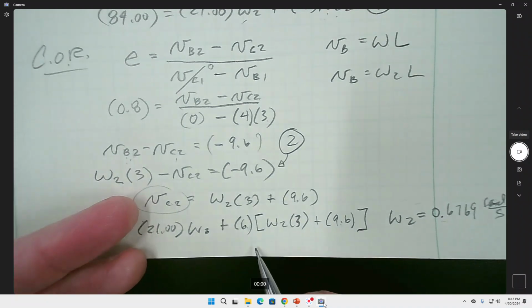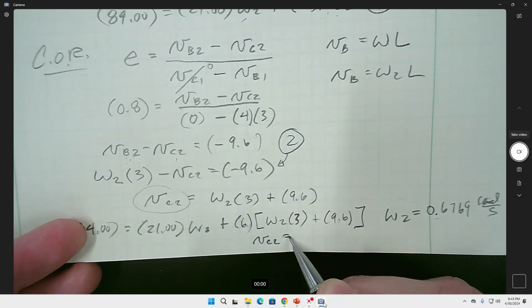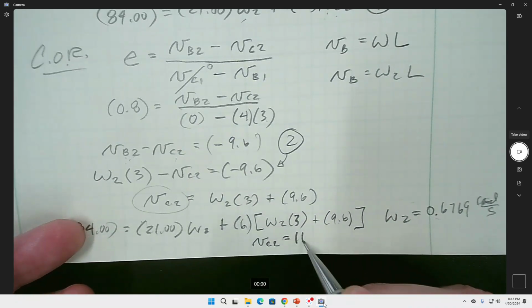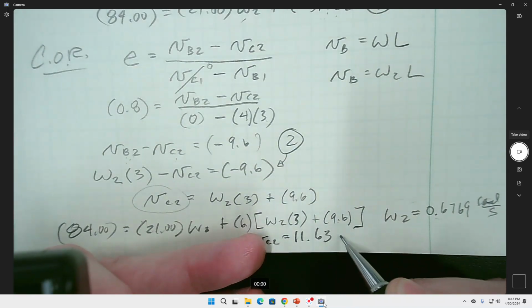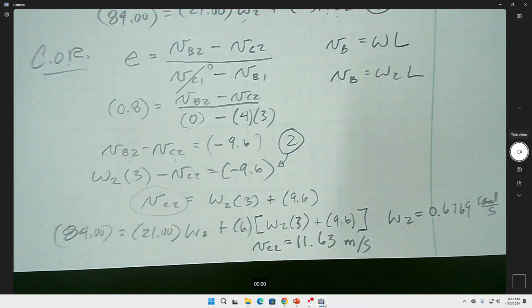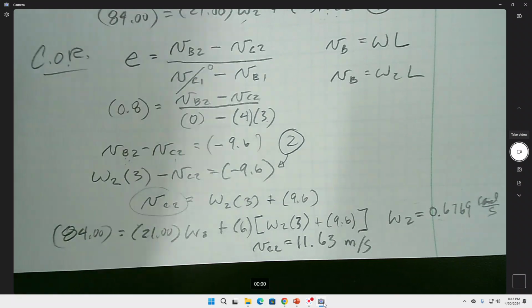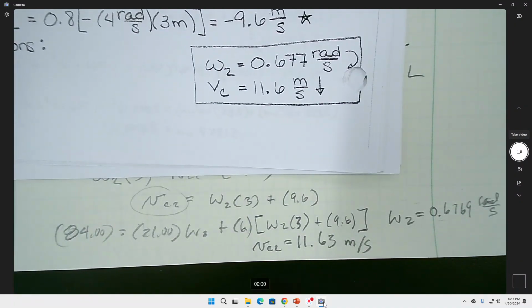Boom. And so my VC2 is going to be 11.63 meters per second. And it agrees with Dr. Garcia. We got 0.667.